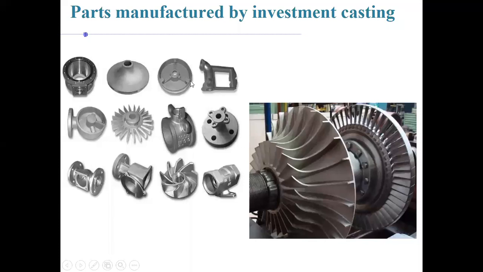So, in all these parts, you can see the complicated features on them. All these are possible when it comes to investment casting. If you are able to make that wax pattern and dip it in the slurry, the rest of the process is simple, right? That wax pattern has to replicate your desired casting, isn't it? All these are parts manufactured by investment casting.